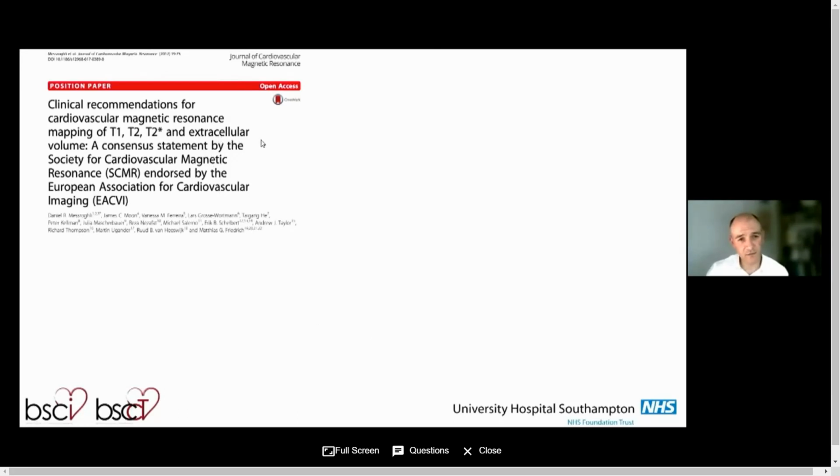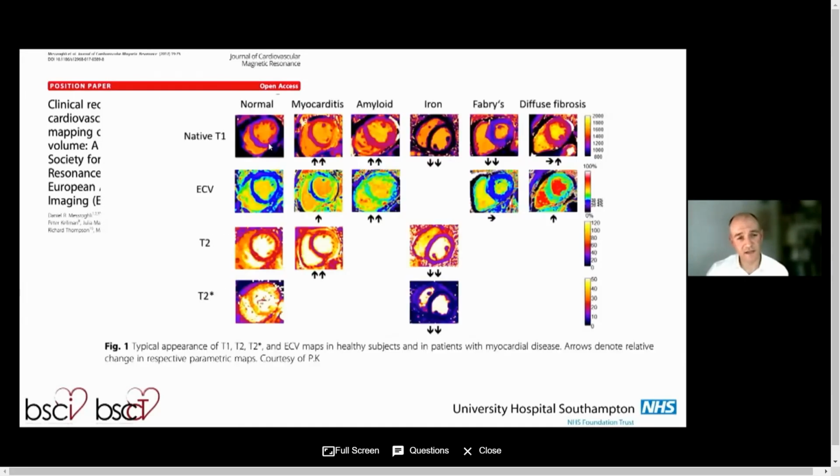Native T1 relaxation time, which we've already looked at in relation to our patient with Fabry's disease, which is shown here as diffusely low. But interestingly, we can see here T1 will be elevated in myocarditis, it's elevated in amyloid, extremely low in iron deposition, and intermediately elevated in diffuse fibrosis.